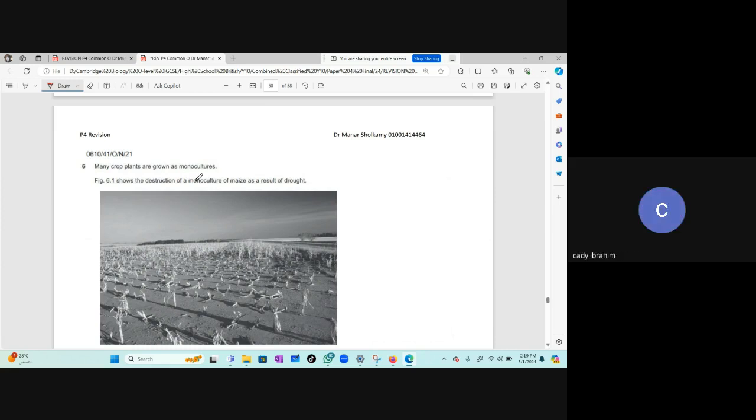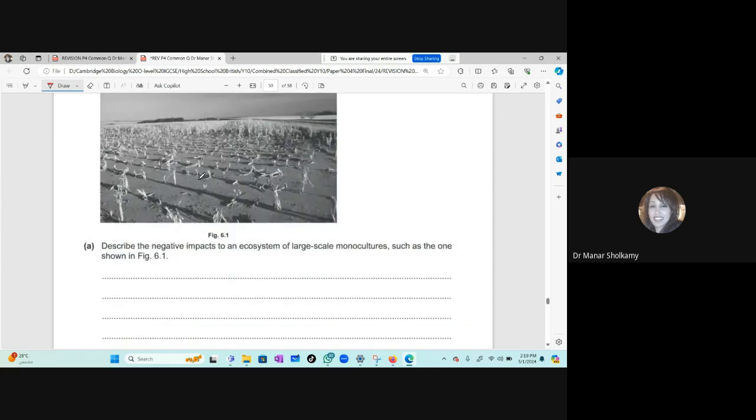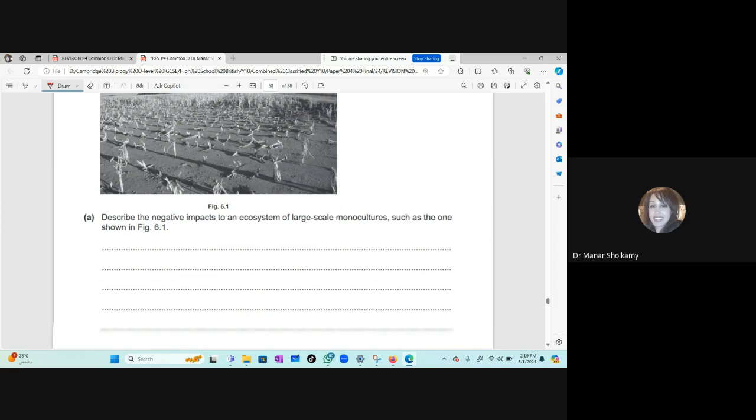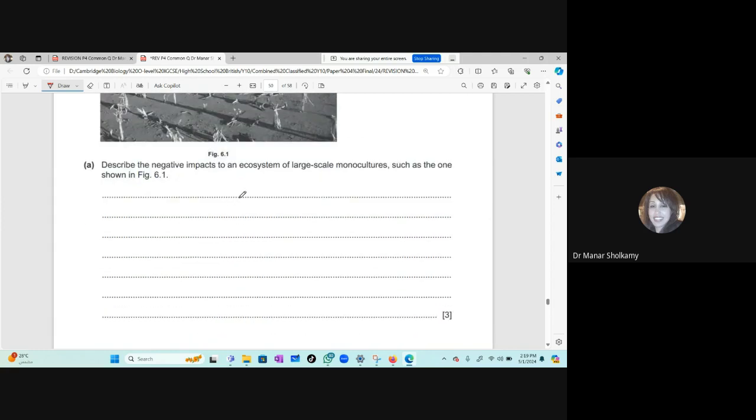Monoculture. They always ask you about the advantages and disadvantages, and mainly disadvantages. Describe the negative impacts to an ecosystem of large-scale monoculture. What are the disadvantages? Give me around 3 disadvantages. I'm growing only one crop, I'm not growing anything else. So less biodiversity or variation. It has the same meaning.